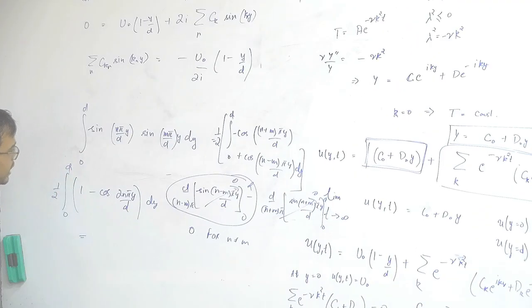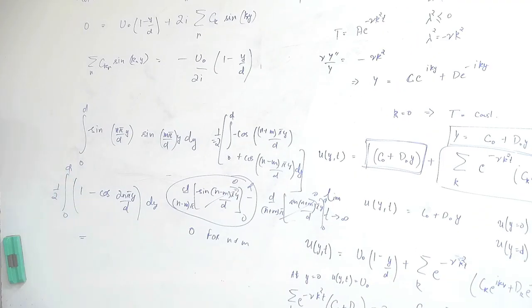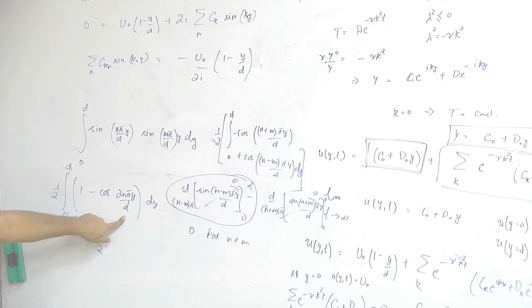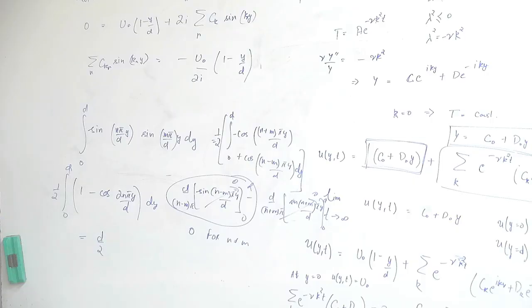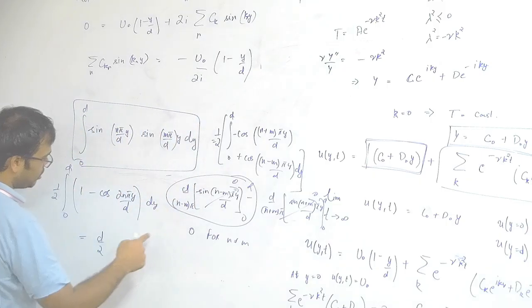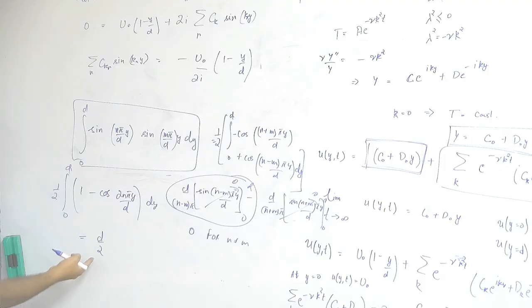What is this integral? This will give you d by 2. The cos part gives 0 because it is 2n pi y by d, so from y equal to 0 to d, there is one full cos. The integral of one full cos is 0, right? You will have one full cos, two full cos, three full cos based on n, and all of their integrals will be 0. So this is equal to d by 2. That means this integral is equal to 0 if n is not equal to m, and it has a constant value when n equals m.